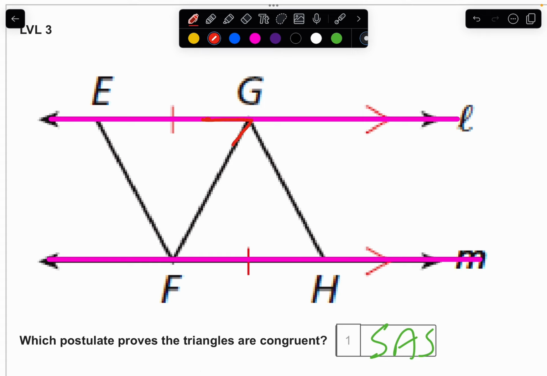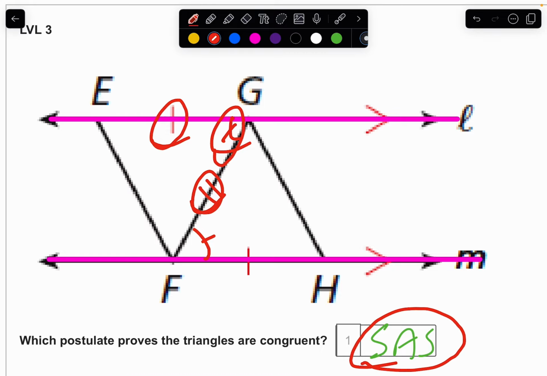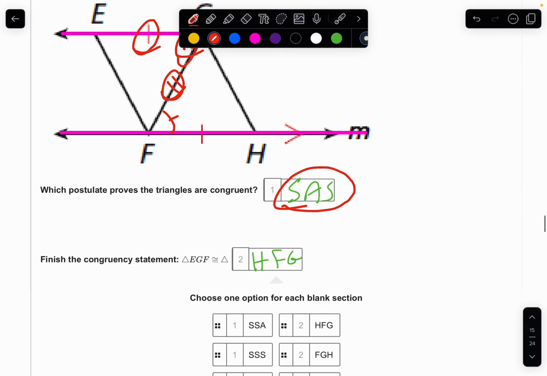Start on pink and turn. We would know angles 1 and 2. We would know that they are equal. So I'm going to mark those equal. Do we have anything else that we would know? Well, there's a shared side here. And then they marked those two sides. So we have side, included angle. So that would be SAS, side, included angle.